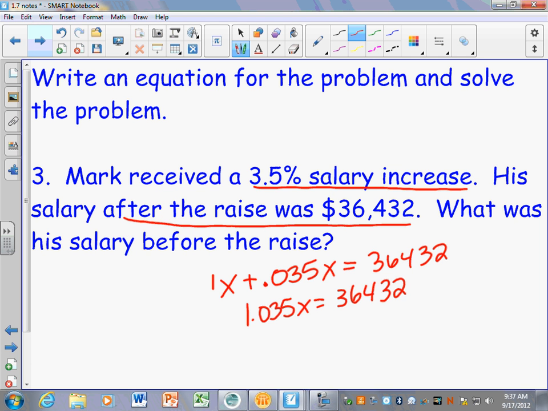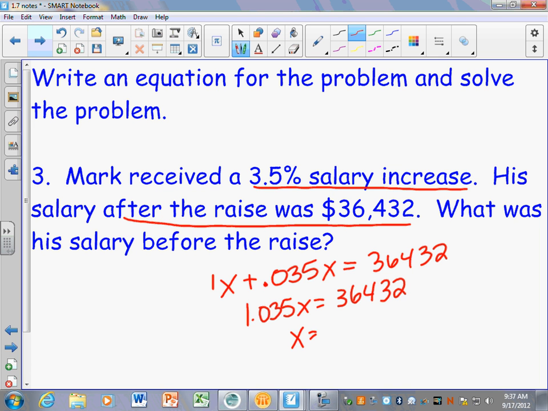And then from there, I hope it's a pretty easy problem to solve. You're just going to divide that over. And make sure your answer is reasonable, especially in a story problem. You should hopefully know, should my answer be bigger or smaller than my 36,432? Smaller, because I got an increase. So if for some reason you get a number bigger than this, you know that's got to be wrong. So go back and look at your equation.